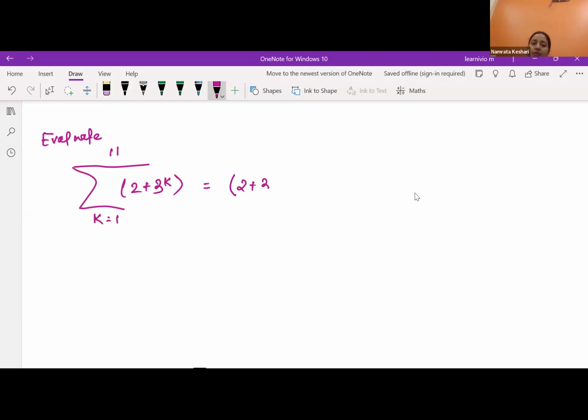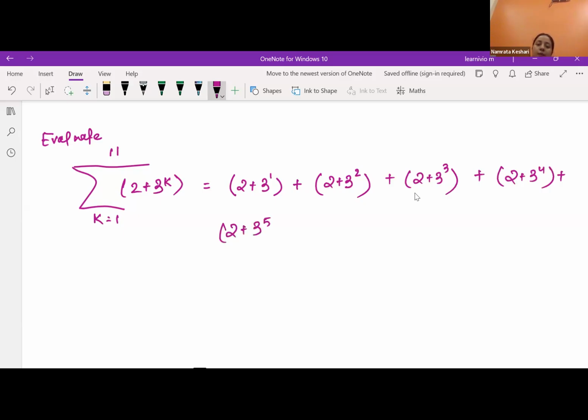So we'll be having 3 to the power 1 plus 2, plus 3 to the power 2 plus 2, plus 3 to the power 3 plus 2, plus 3 to the power 4 plus 2, plus 3 to the power 5 plus 2, plus 3 to the power 6 plus 2, and like that just keep on going, up to 2 plus 3 to the power 11. Making sense to both of you?